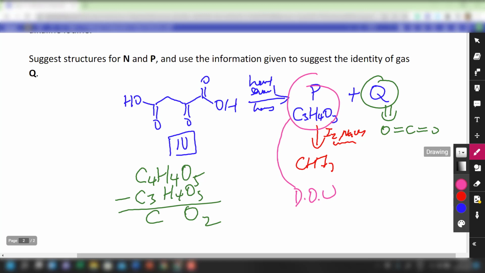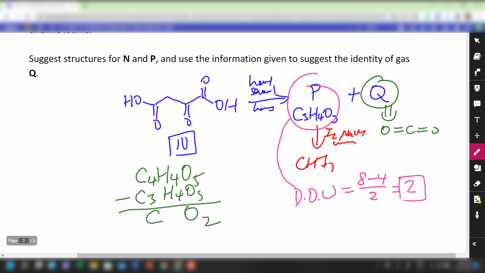Okay, but nonetheless, let us try to calculate the degree of unsaturation for P first to confirm whether the chance of it being a methyl ketone is very high. The degree of unsaturation is 2N plus 2, and it contains 3 carbons, so that will be 8, minus 4, divided by 2. So in this case, it contains 2 degrees of unsaturation.